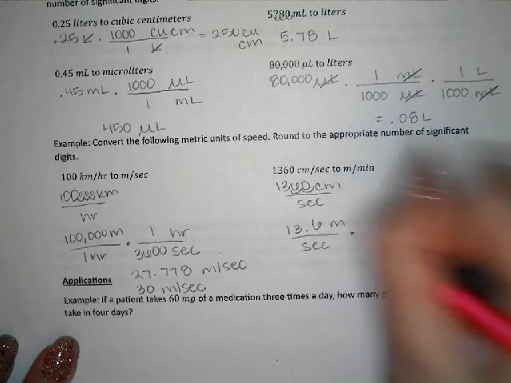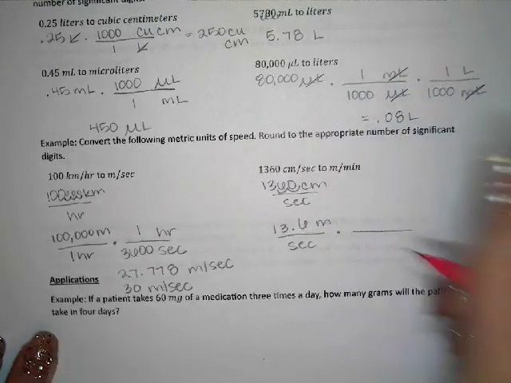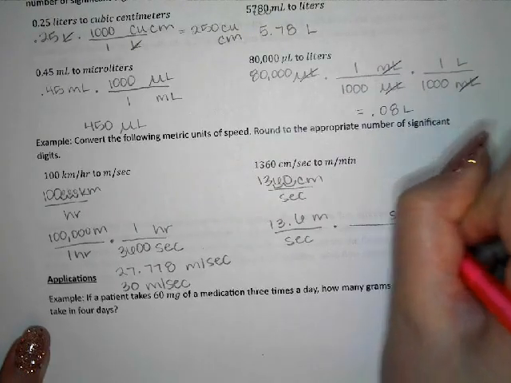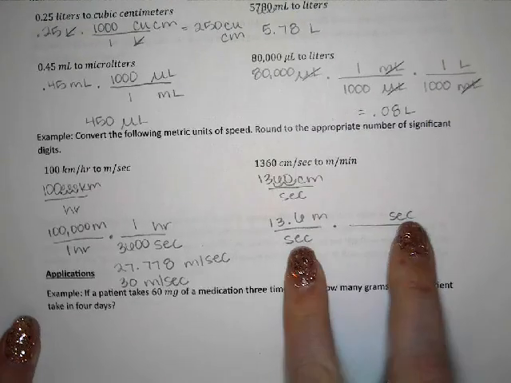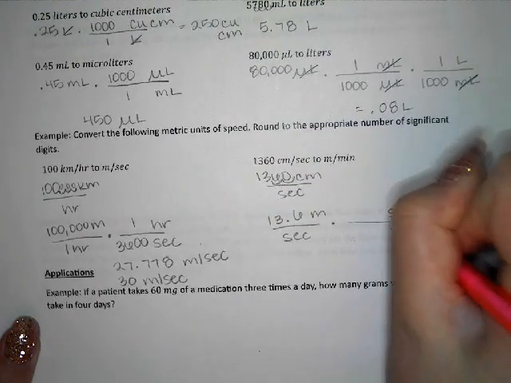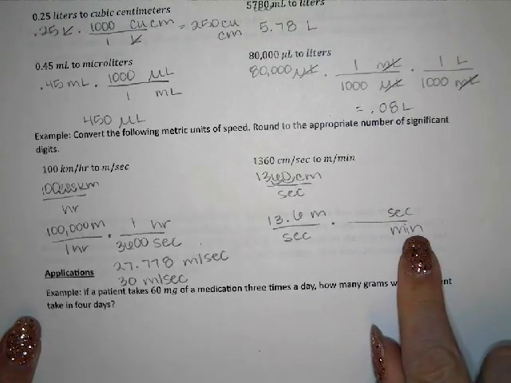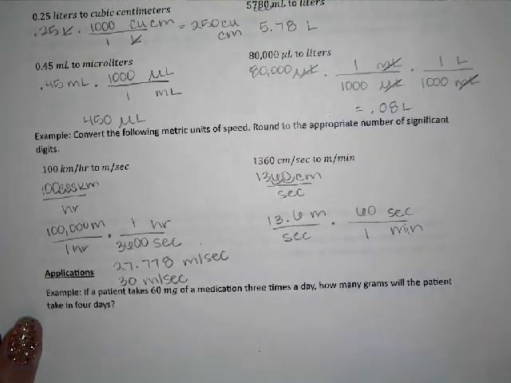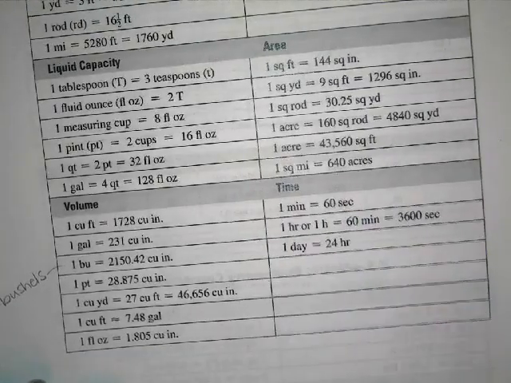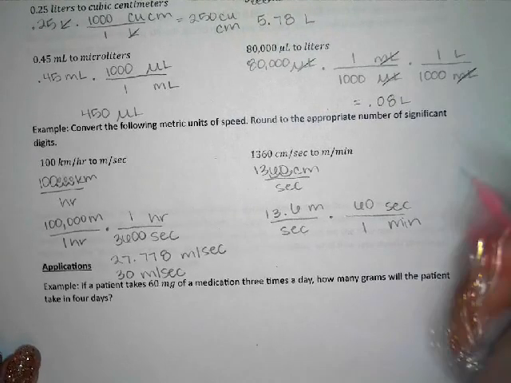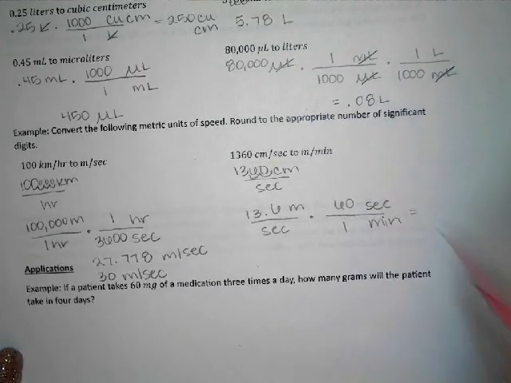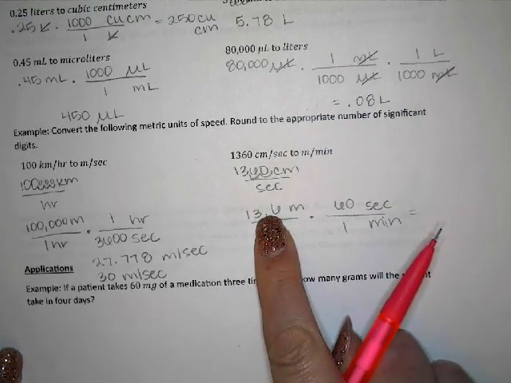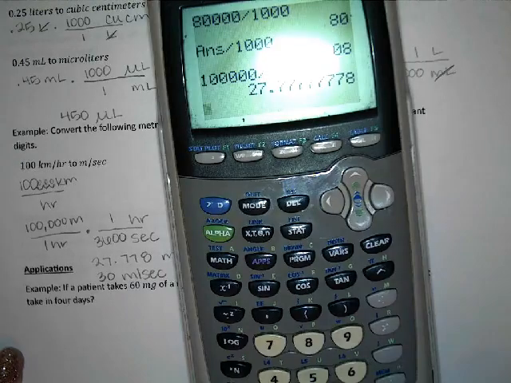So I'm going to put seconds up here so that the seconds will cancel out. And I'll put minutes down here to introduce minutes into the problem. So I have 60 seconds for 1 minute. And I knew that off the top of my head, but it's also on the sheet. So 60 seconds for 1 minute. And then I'll do this multiplication. So 13.6 times 60. 816.